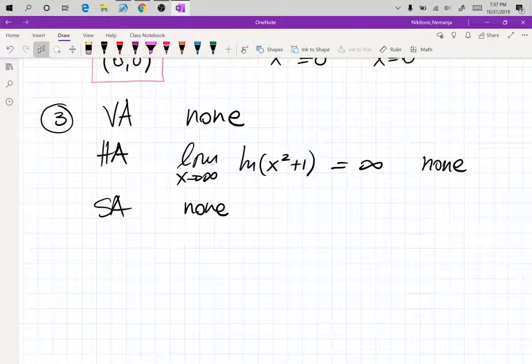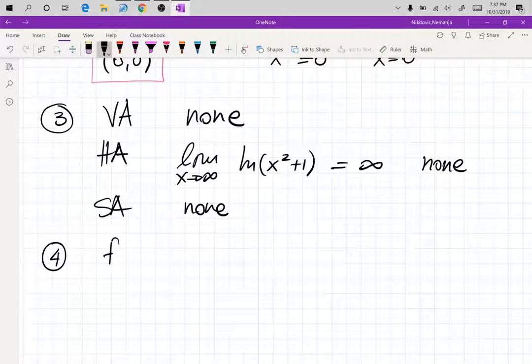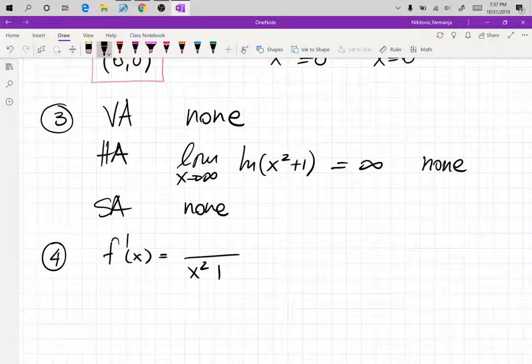Number 4 would be the first derivative, f prime of x. Now that one is beautiful here.